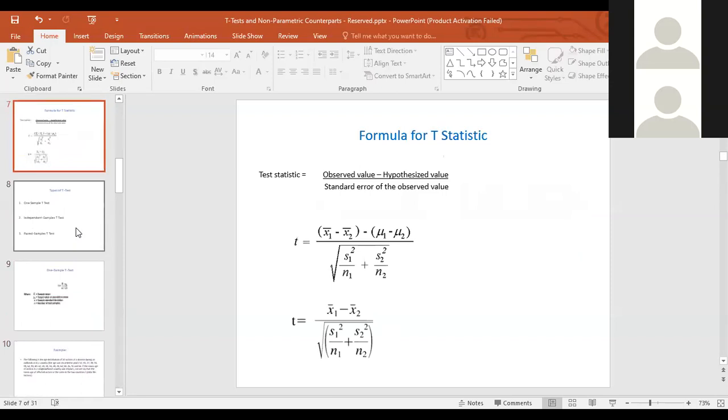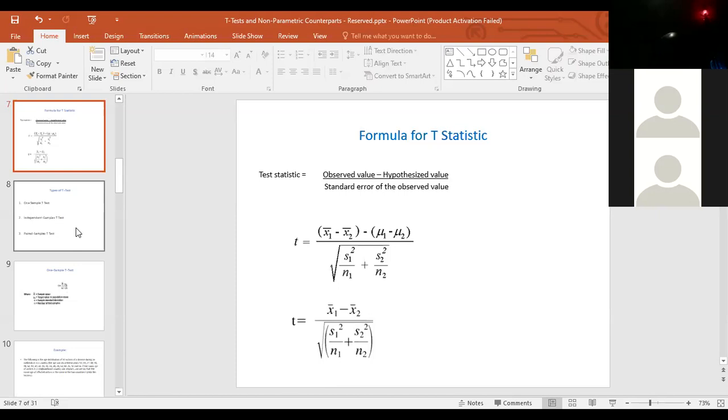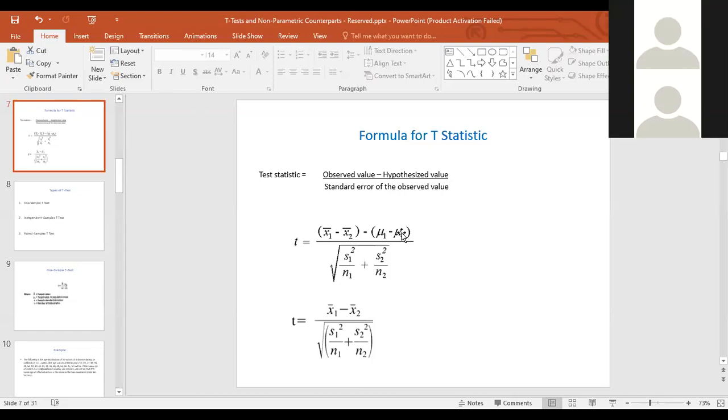We say the mean difference. The mu1 minus mu2 is the difference in the population. That is the hypothesized value. This one is the difference you observe, the observed difference. This is the hypothesized difference. If the null hypothesis is true, the difference in population should be 0. That is, mu1 and mu2 should be the same. If you subtract, it will be 0. That's why this one will always be 0, and it's out of the equation. There's no point putting it there. This one is the standard error of the difference.